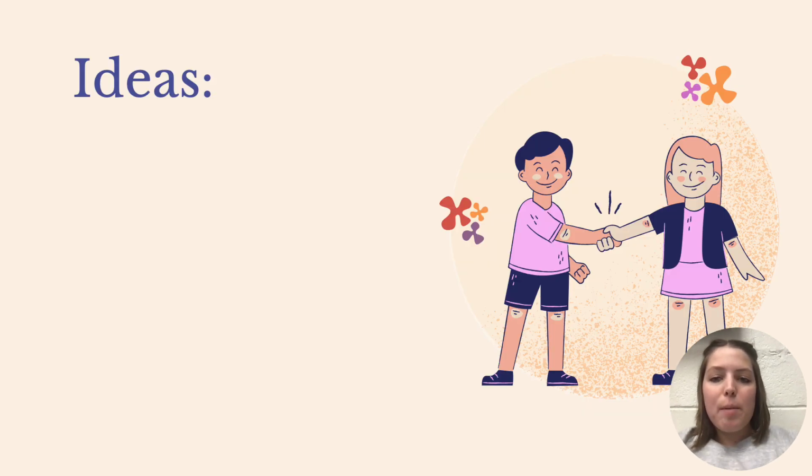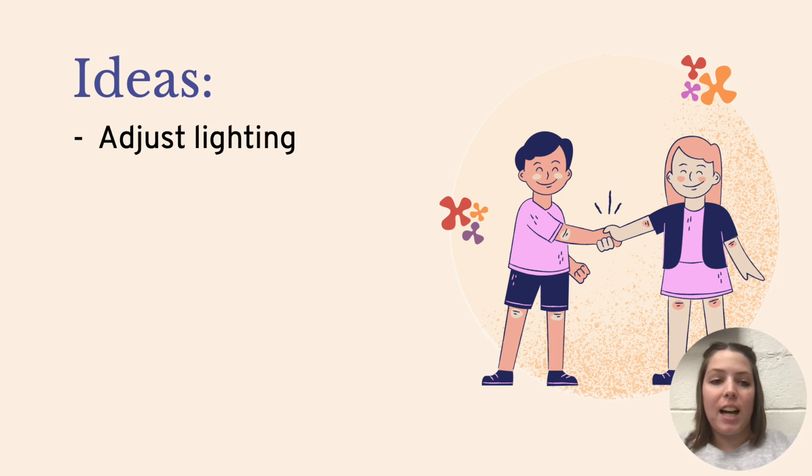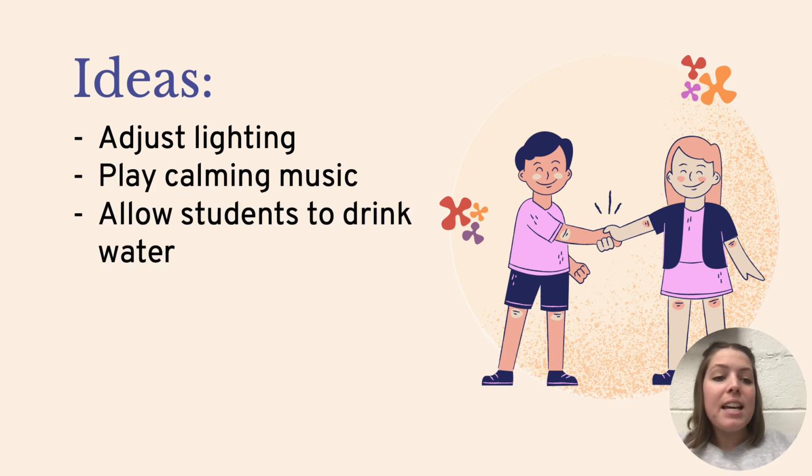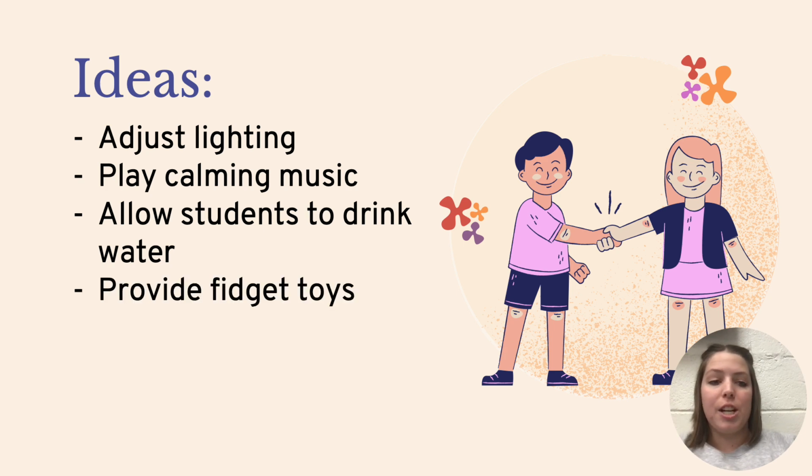Some ideas for sensory strategies in the classroom are to adjust your lighting. String lights and natural lighting are super effective. Fluorescent lights are super bright and overstimulating for a lot of students, and for me included, for a lot of adults too. You can play calming music, and allow students to take a sip of water before you start a longer period of instructional study, which gives them that oral stimulation.